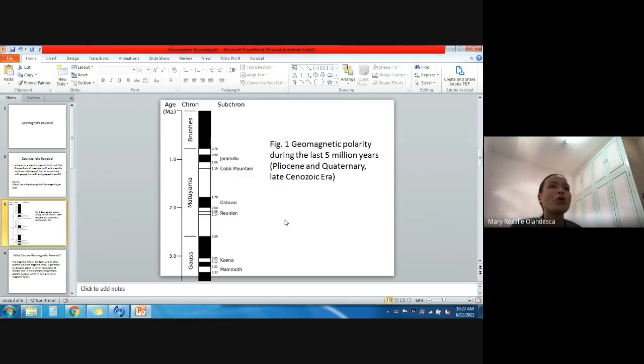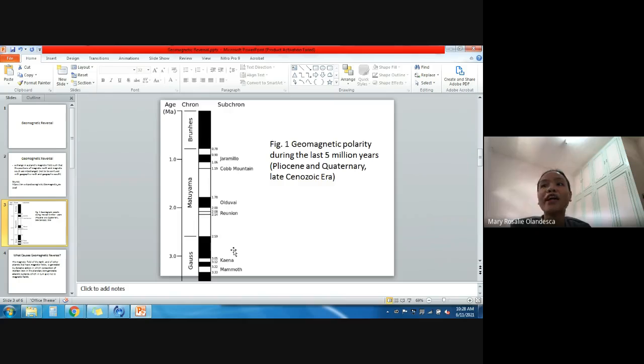All right? So the last 5 million years cover the Pliocene and Quaternary and the late Cenozoic era, if you can still remember the eras of the time or the period in your history of science. Okay, so we have our age here in the first column, and we have the chron. Chron, by the way, is the period of the normal polarity.